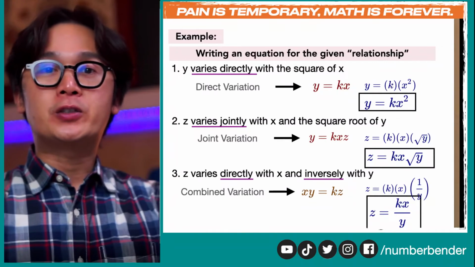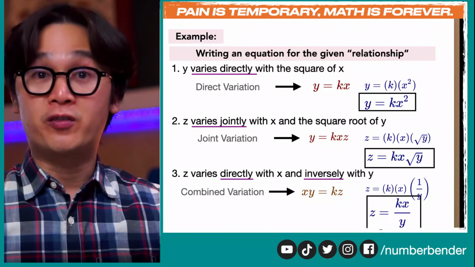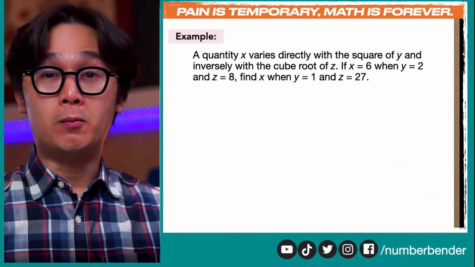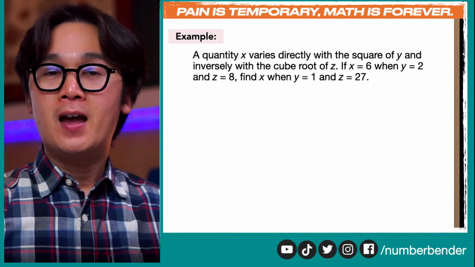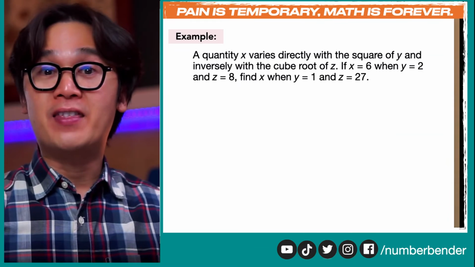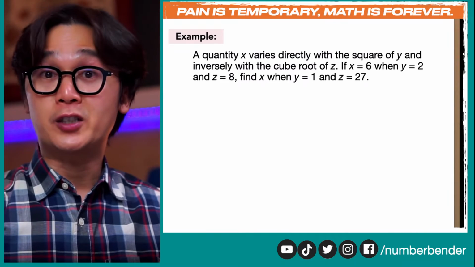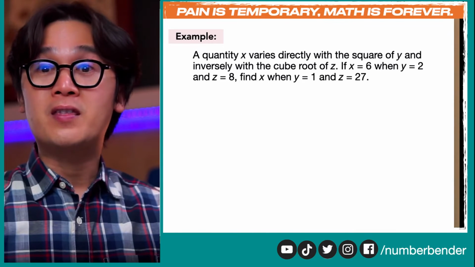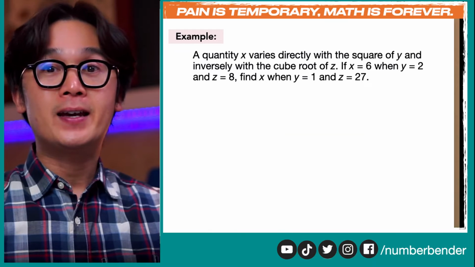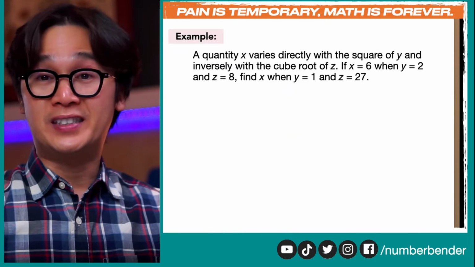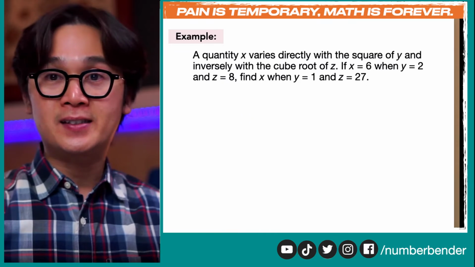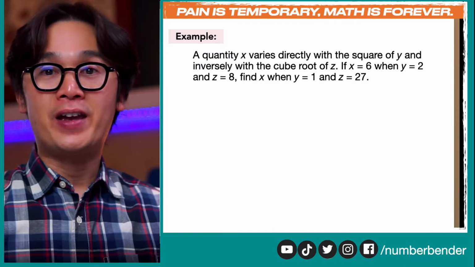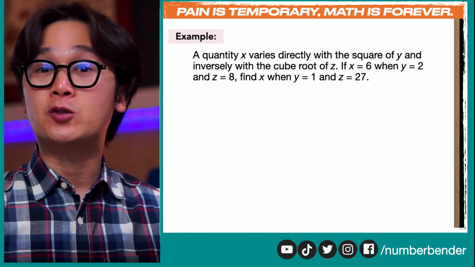So now that we're able to practice translating our verbal statement into its algebraic form, we are now ready to work with word problems that will challenge us to find the value of the variable according to this relationship. In this case, we have a quantity x that varies directly with the square of y and inversely with the cube root of z. If x is 6 when y is 2 and z is equal to 8, we need to find the value of x when y is 1 and z is 27.